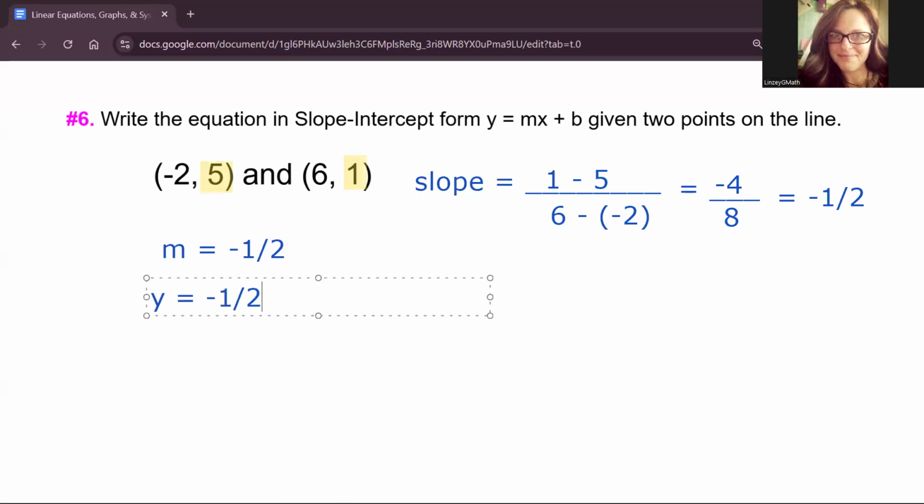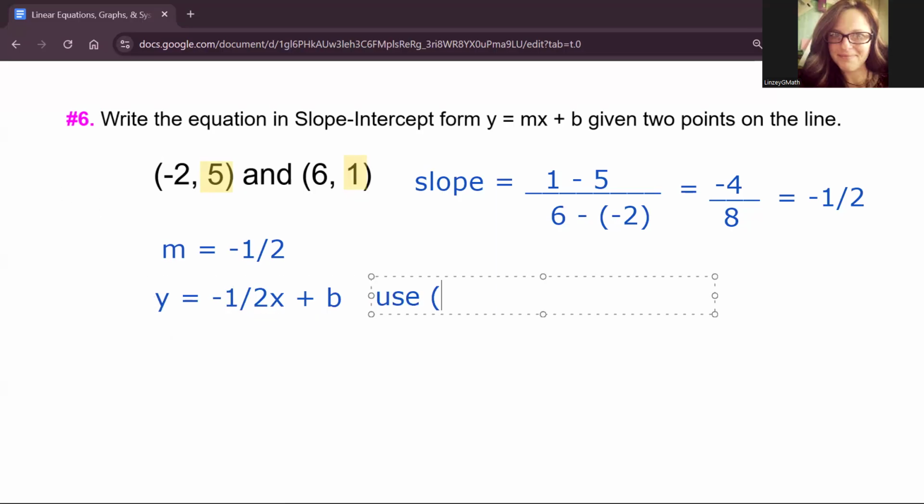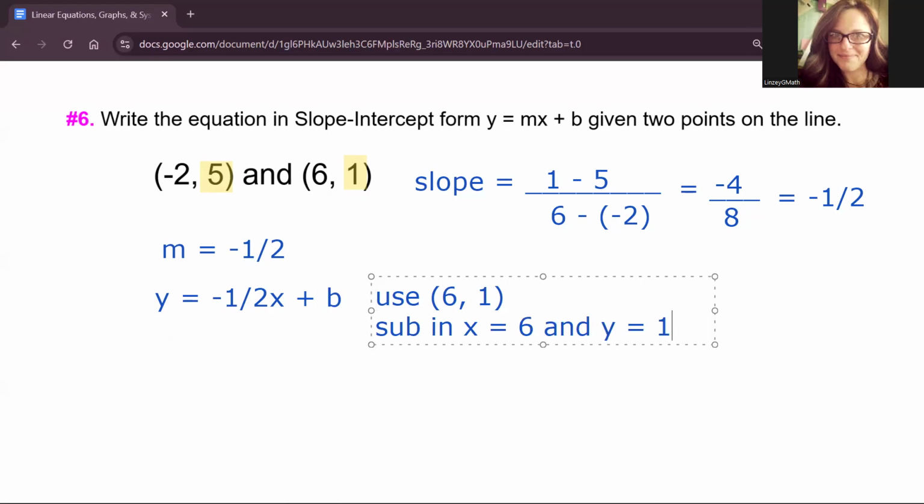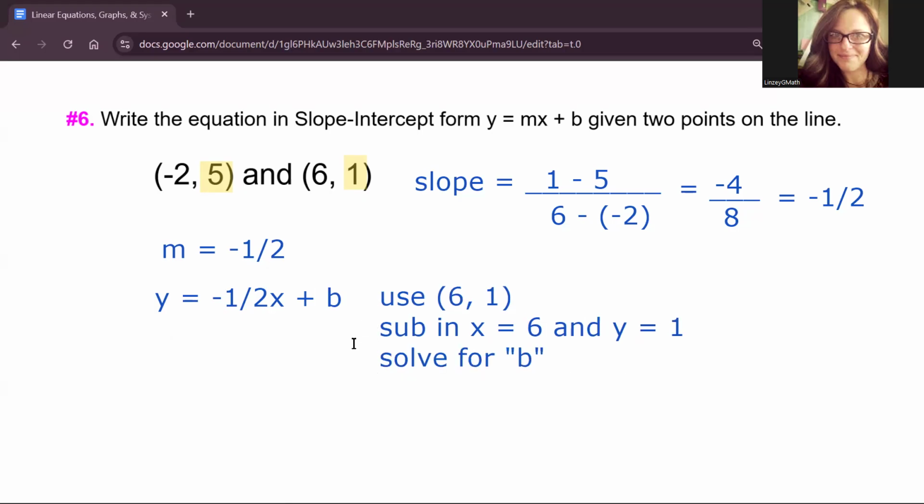So we can substitute -1/2 into our equation. Now, we're going to use a point. Let's use (6, 1), and we'll substitute x equals 6 and y equals 1, and we'll solve for the y-intercept. They didn't give us the y-intercept this time.